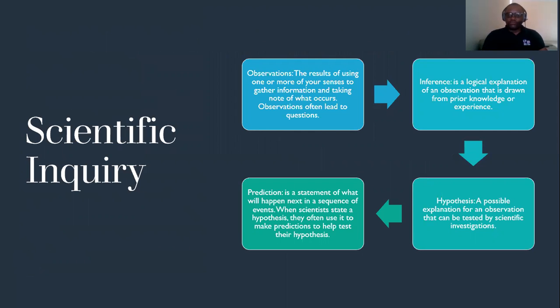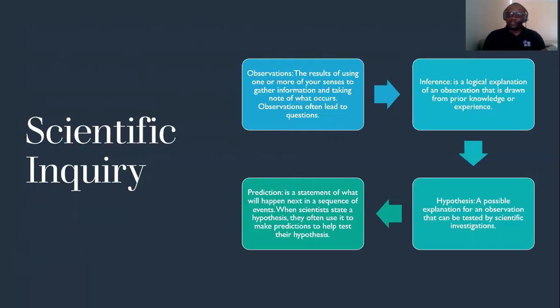When we talk about observation, observation is the result of using one or more of our senses to gather information and taking note of what occurs. Observations often lead to questions. So it's the first thing in the scientific inquiry. We observe, and then according to what we observe in the natural world, we can ask questions. So observation is the first step. It's very important. And after we observe, we ask questions.